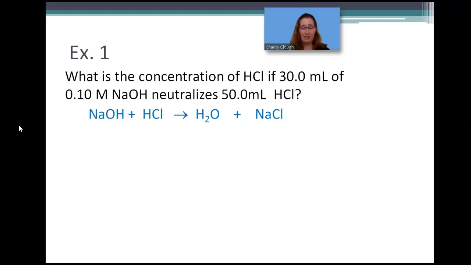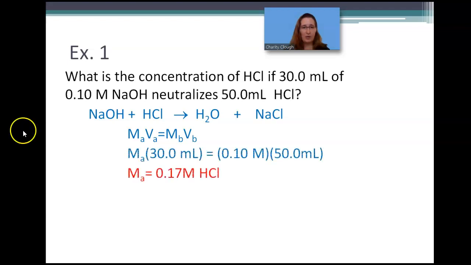You don't necessarily need to write a formula each time because we're not using stoichiometry. But here's our equation. So I'm going to take the volume of the acid, the 30, and set that equal to the concentration and volume of the base, and I'll just solve that out, and I get a concentration of my hydrochloric acid. That's a titration problem. That's not really a whole lot of work here.